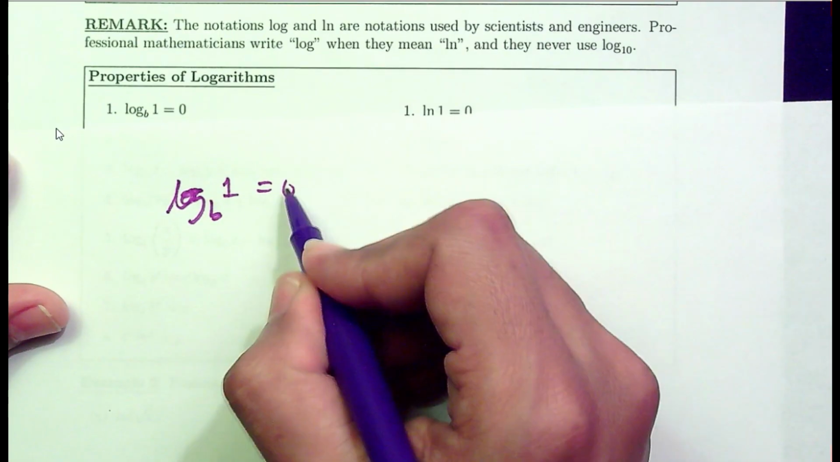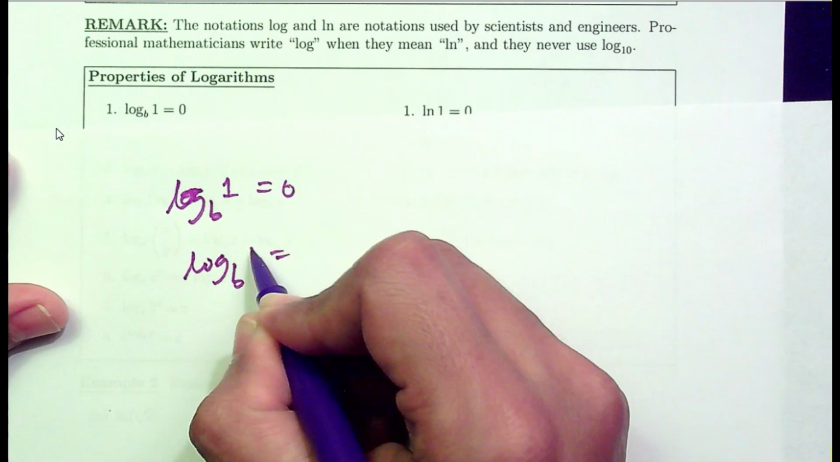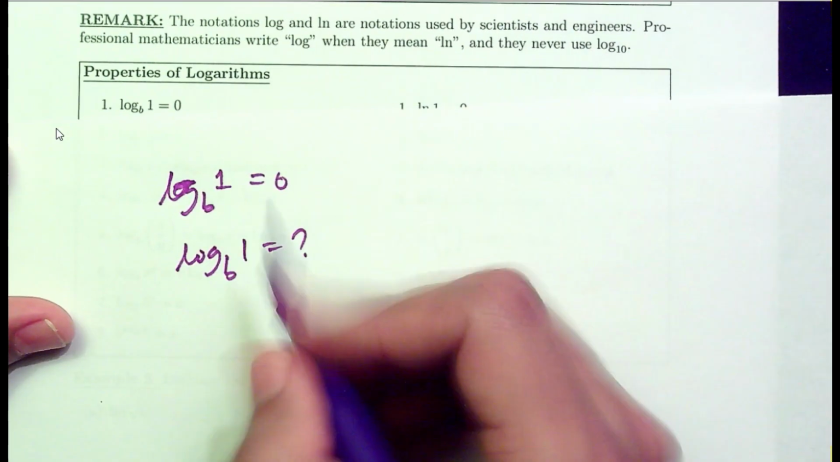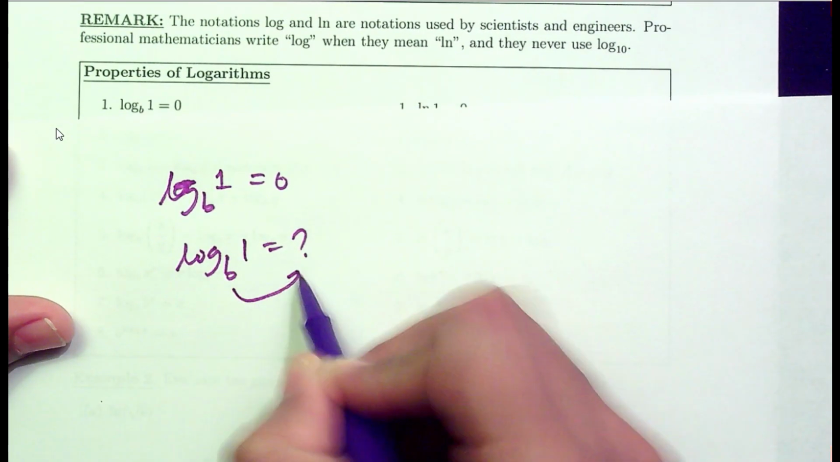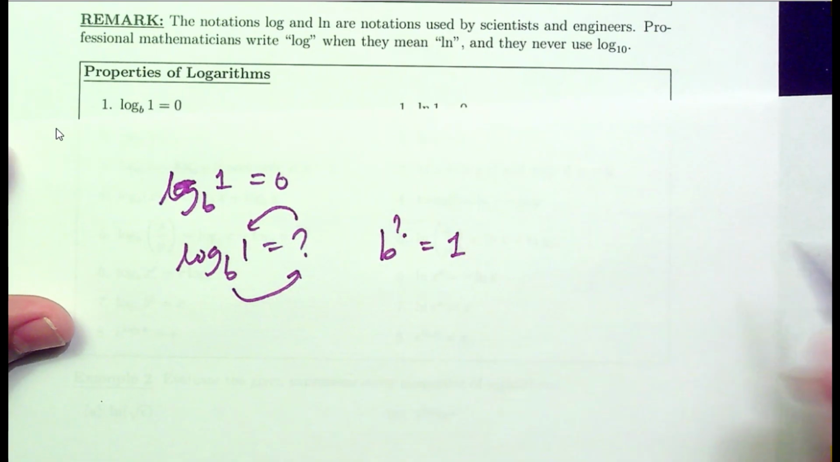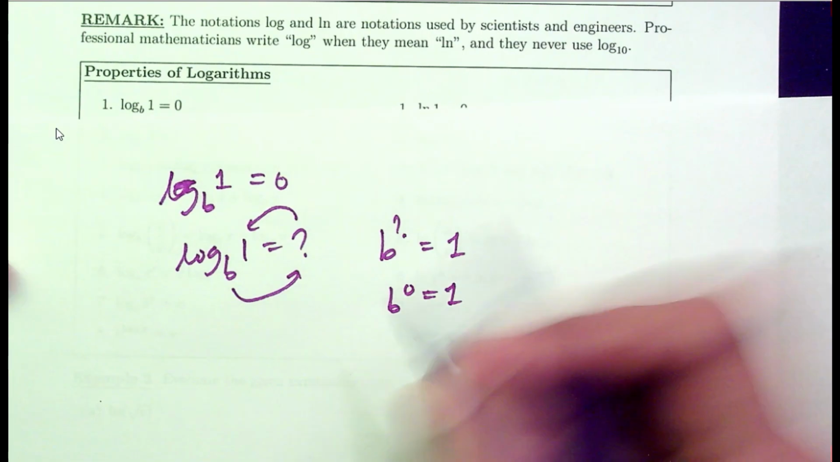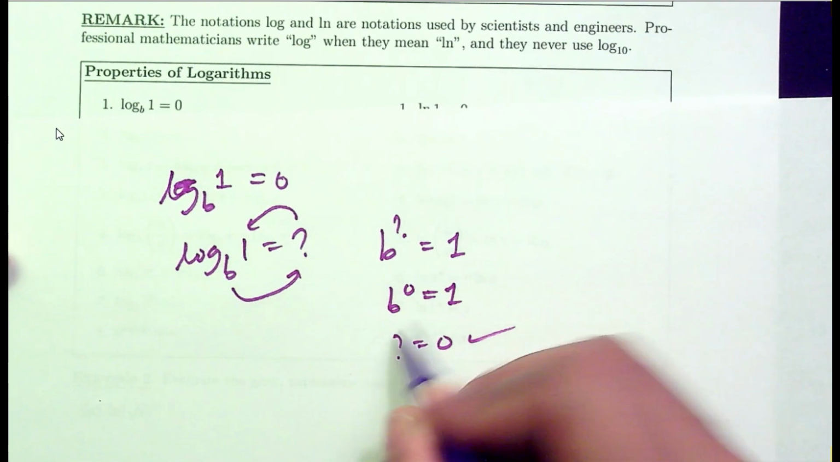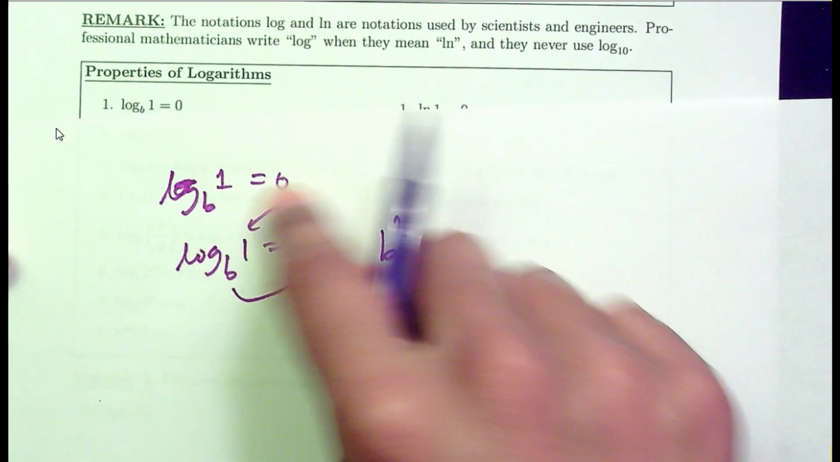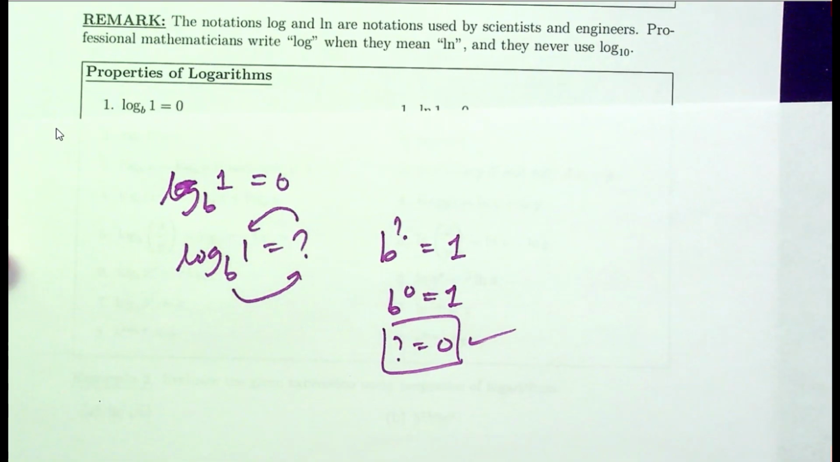And why is that? Well, if you don't know what that is, suppose we're trying to figure that out, and we apply the diagram. That means b to the what equals 1? Well, anything to the 0 is 1. So b to the 0 is 1. So that means 0 works. So the question mark is 0. So that means this is 0, because b to the 0 equals 1. So that checks.